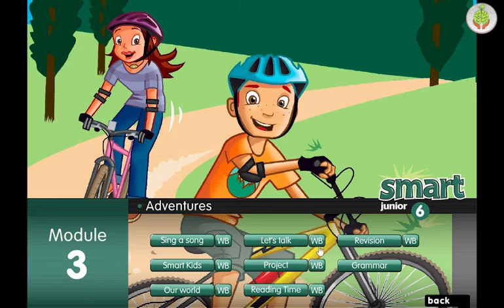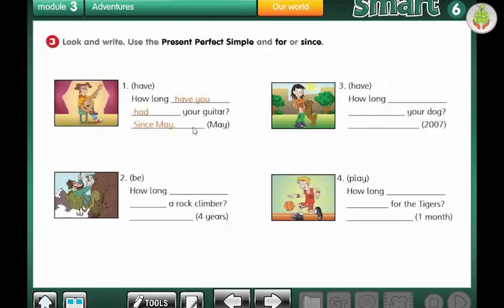Okay, let's go back to our exercise. This one. Have. How long have you had? This have in the past participle it becomes had. So how long have you had your guitar? Here we have May. We specified which month, so since May. Number 2, be. How long have you been? In the past participle it becomes been. So 4 years, just 4 years. They didn't say which years, so for 4 years, because they didn't mention exactly what years.